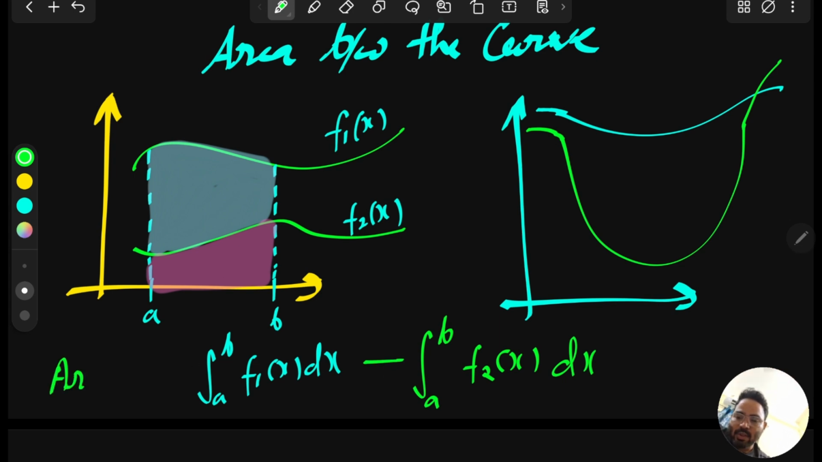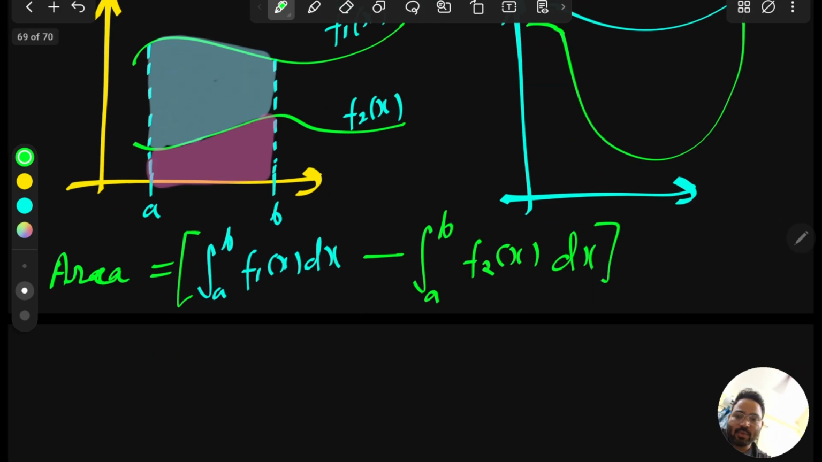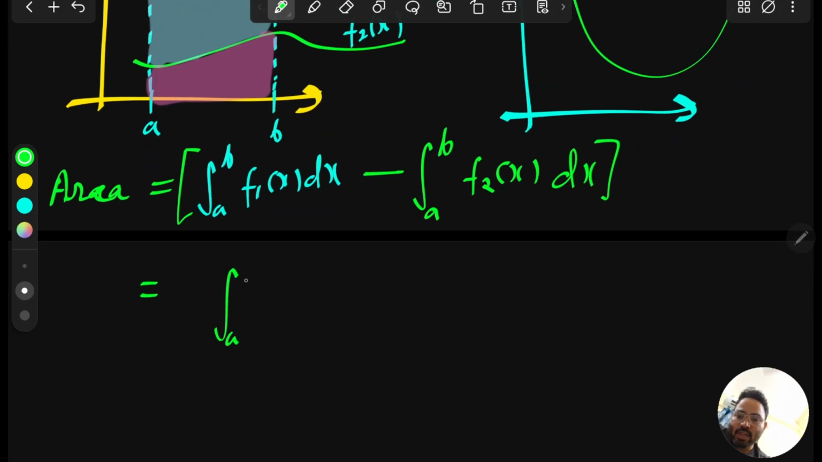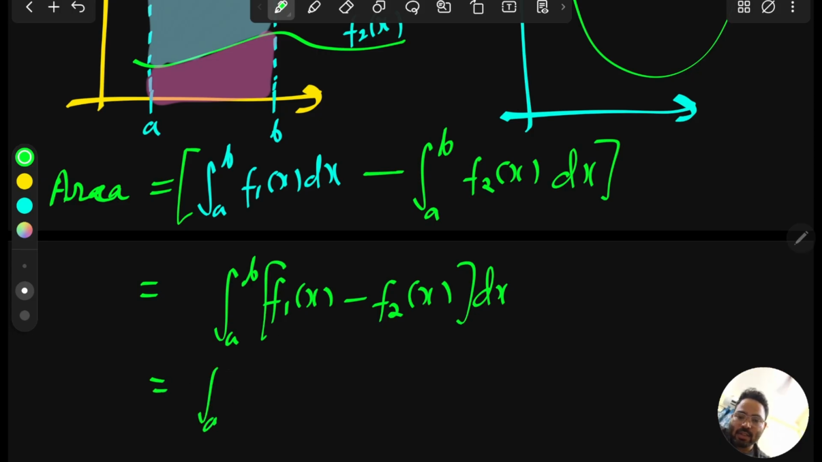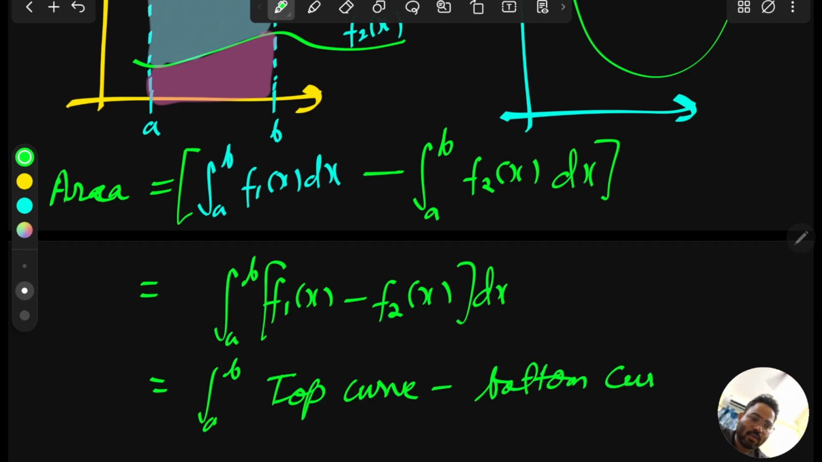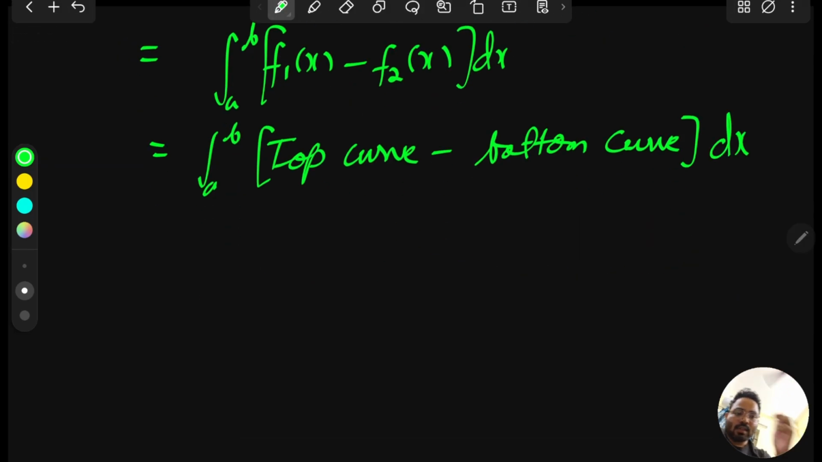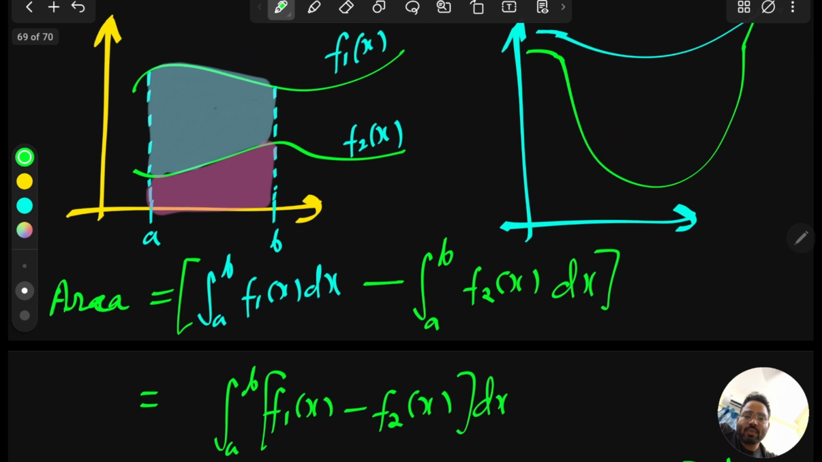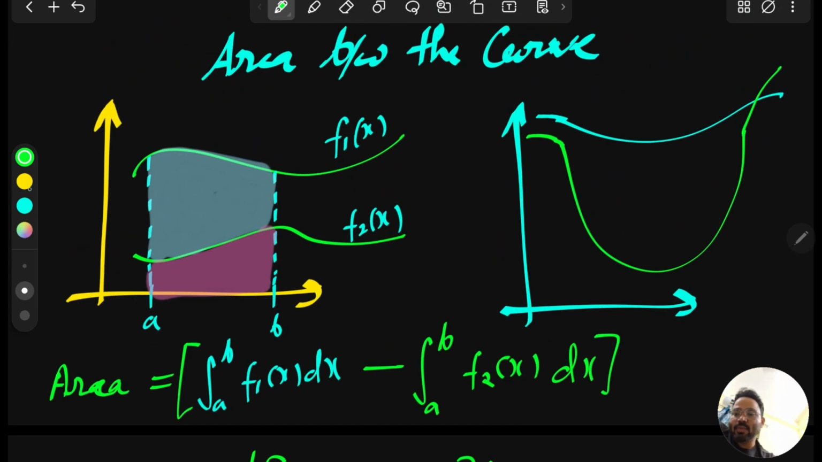So the required area between the curves becomes this formula. And if you rewrite this formula, this will give you the integral from a to b of f1(x) minus f2(x) dx. And you can say this is the integration from a to b of top curve minus bottom curve dx. So this is the way how you can find out the area between two curves, and in the same way you can find out the area for this curve also.